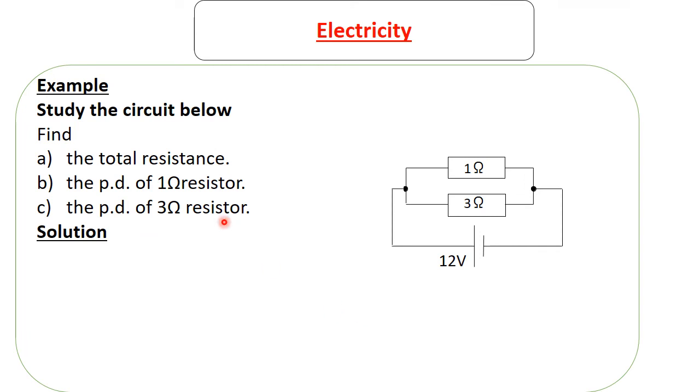So start with the total resistance. We use the formula here. I'll use the difficult one, not the one that is straightforward. So 1 over R is equal to 1 over R1 plus 1 over R2. So R1 is 1 and R2 is 3. Actually, I chose R1 to be 3 and R2 to be 1.